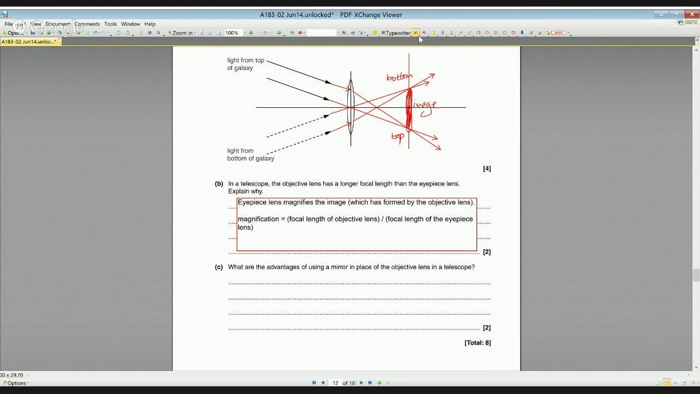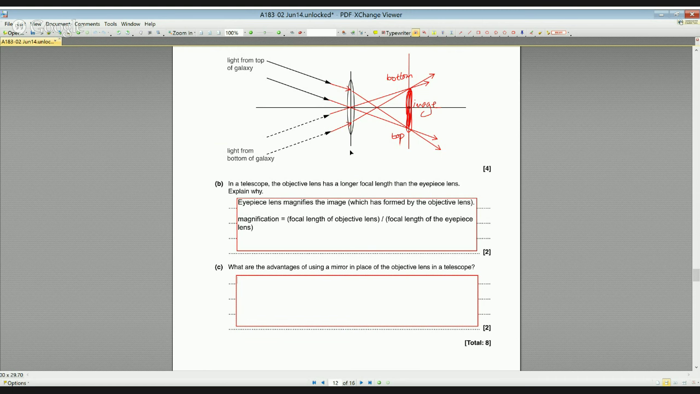And finally, part C, what are the advantages of using a mirror in place of the objective lens in a telescope? So when we've been considering lenses here, but actually most telescopes use mirrors rather than lenses. There are several advantages. We'll jot a few down here. You only need a couple for the marks in this particular question.